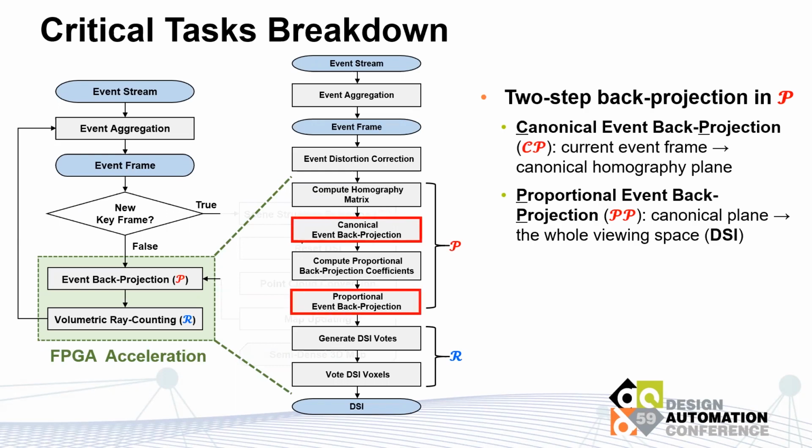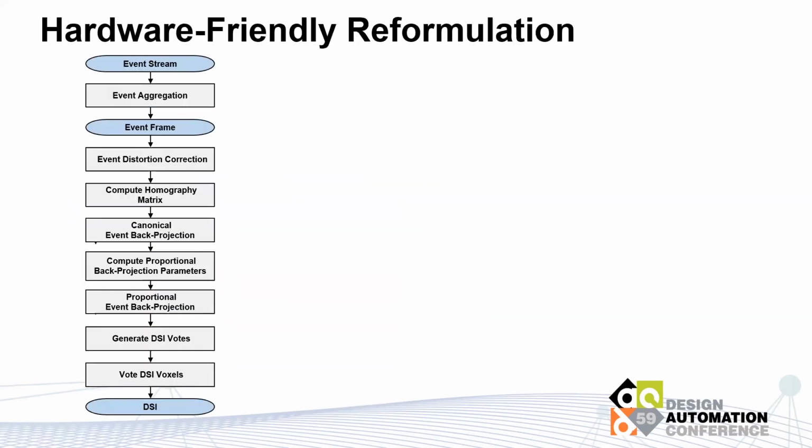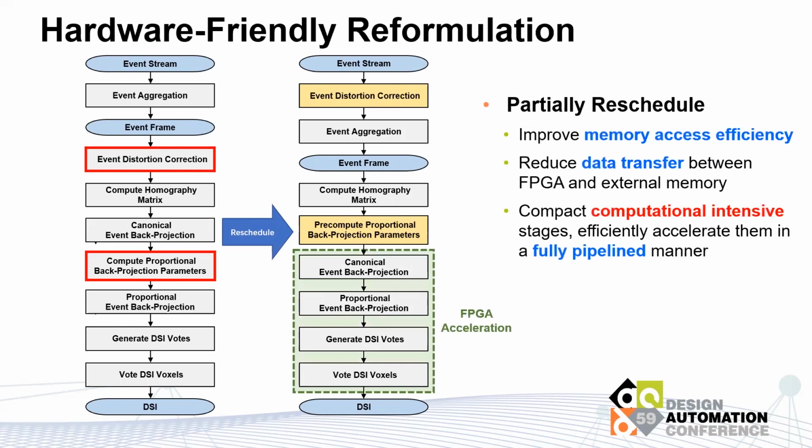Event back projection is executed in a two-step manner: the canonical event back projection and the proportional event back projection. Most of the computation workloads lie in these two tasks and the whole volumetric ray counting task. The first optimization approach is algorithm reschedule. We partially reschedule two tasks: event distortion correction and computing proportional back projection parameters. This strategy can effectively improve the memory access efficiency and reduce data transfer. After rescheduling, the computationally intensive stages are compacted for pipeline acceleration.